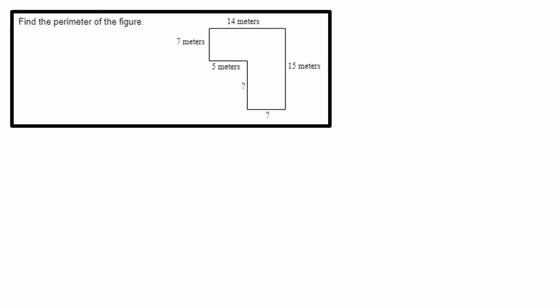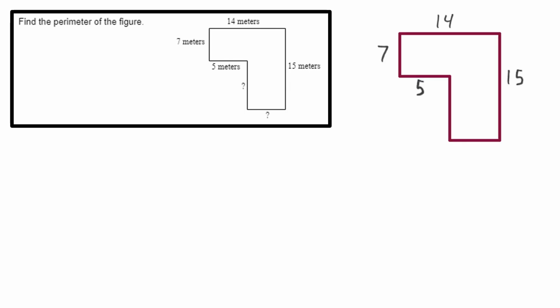Find the perimeter of the figure. I've recopied the figure here without units, just for simplicity. And to find the perimeter, we need to add up not only the 4 sides, but we'll have to add in the 2 unknown sides, which means we need to find them.